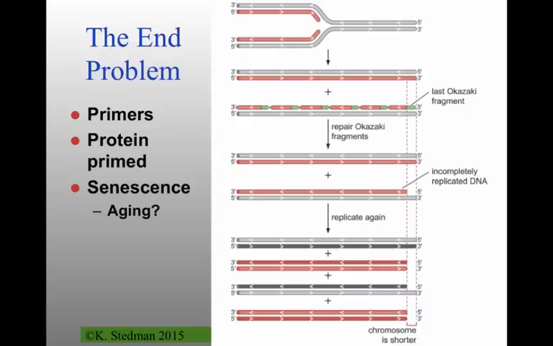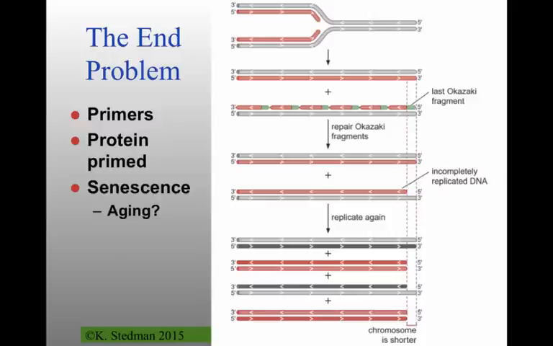This brings us to the end, not the end of lecture, but the end of the chromosome, and the problem that you have when you have semi-discontinuous replication. Because you've got Okazaki fragments, well, actually, for that matter, all DNA replication starts with what? Starts with a primer. What's the primer made out of? RNA. Do you want to have RNA incorporated in your genome?